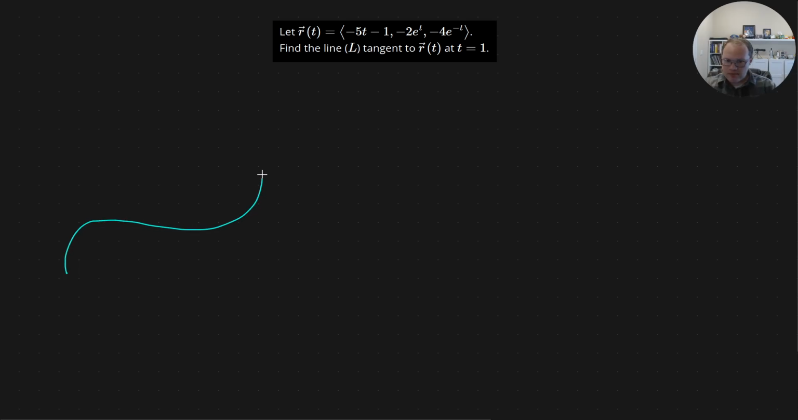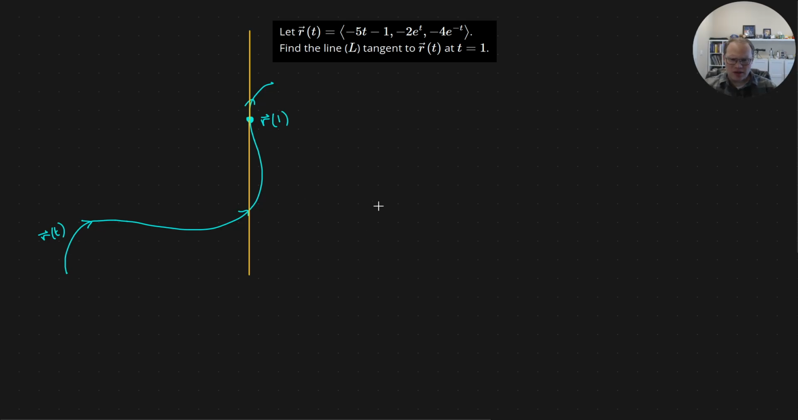So we have some vector valued function, okay? It has an orientation to it. This is our r of t, say. And there's a point here somewhere. Let me color it blue. This is the point that we get when t is 1. So maybe this is r of 1. What we want is a line tangent to the curve at that point.